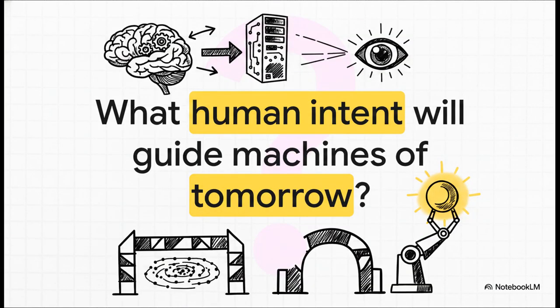I want to leave you with this provocative thought. This technology, at the end of the day, is just a probabilistic engine waiting for instructions. It requires guardrails, it requires structure, and most importantly, it requires vision. So what human intent will you use to guide the machines of tomorrow?